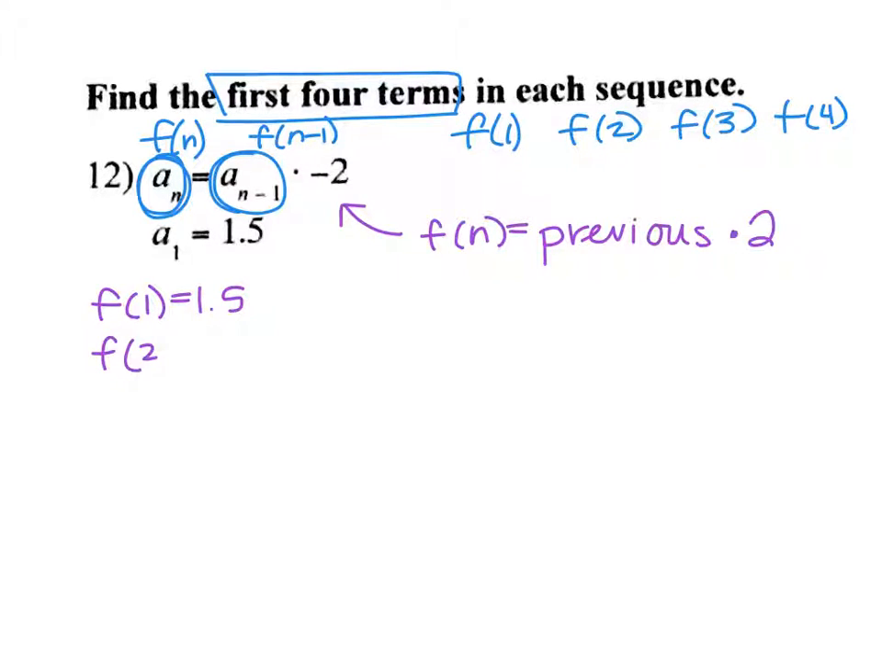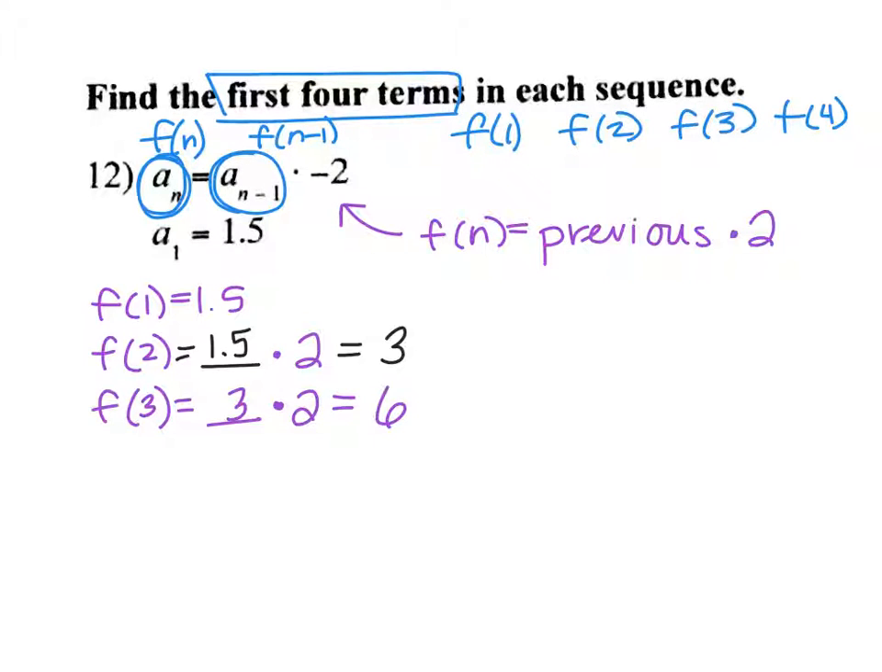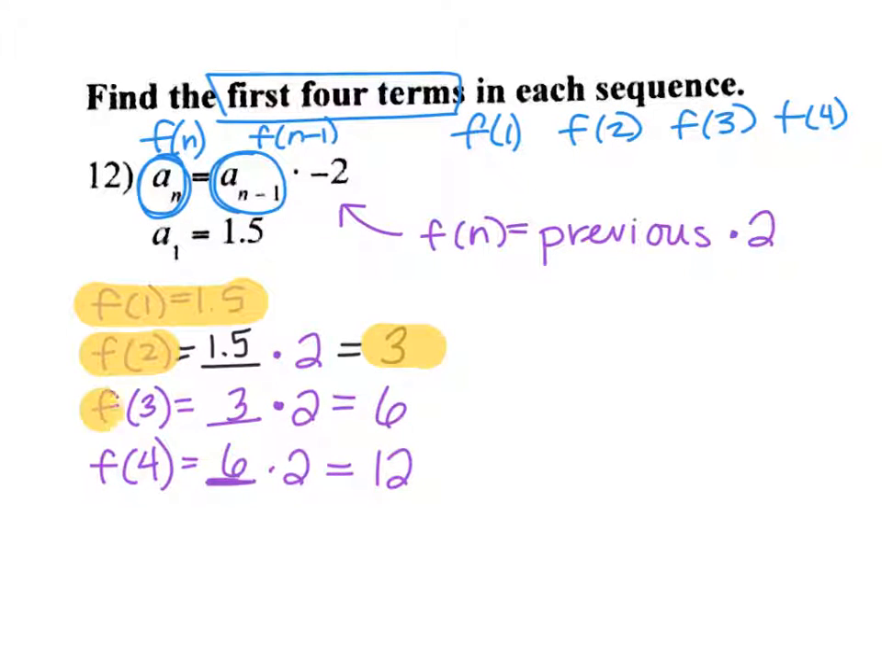So to find f of 2, I'm going to do the previous times 2. And the previous is that previous value, 1.5. When I do that, 1.5 times 2, I get 3. All right, so now I'm on to the next one. F of 3 equals the previous times 2. Well, the previous term was 3. 3 times 2 is 6. All right, f of 4 is the previous times 2. My previous term was 6, so 6 times 2 is 12. So there are my first 4. I'll highlight so we can see. These are my first 4 terms.